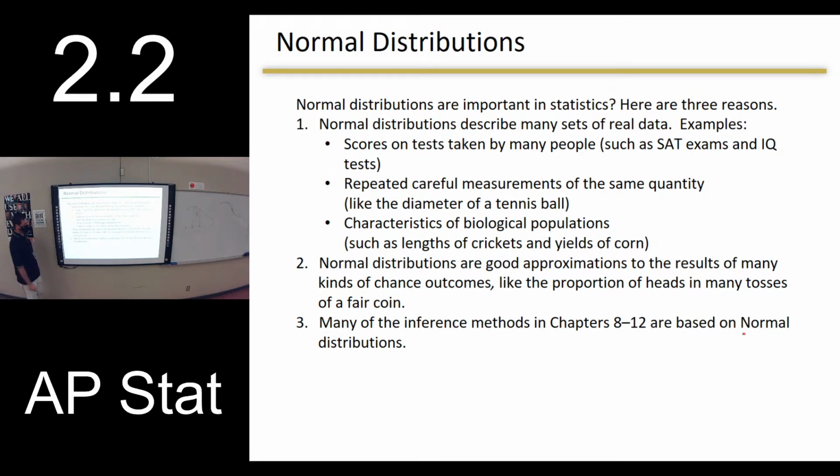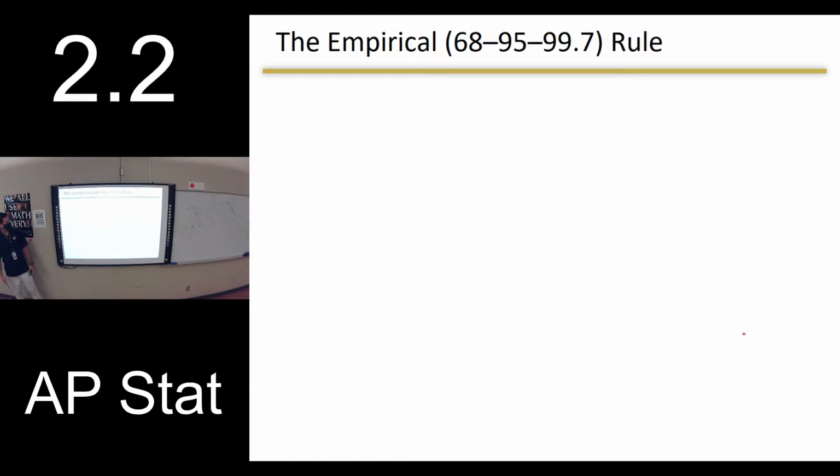Everything that we're going to do in chapters 8 through 12 is going to deal with a normal distribution, and that's why it's very important for you to understand normal distributions. Here's the empirical rule. This is really important to know. It breaks a normal distribution up into percentages, and it's called the 68, 95, 99.7 rule. You will have those numbers memorized before the end of this year, pretty much guaranteed. Even if you don't want to memorize them, you'll have them.